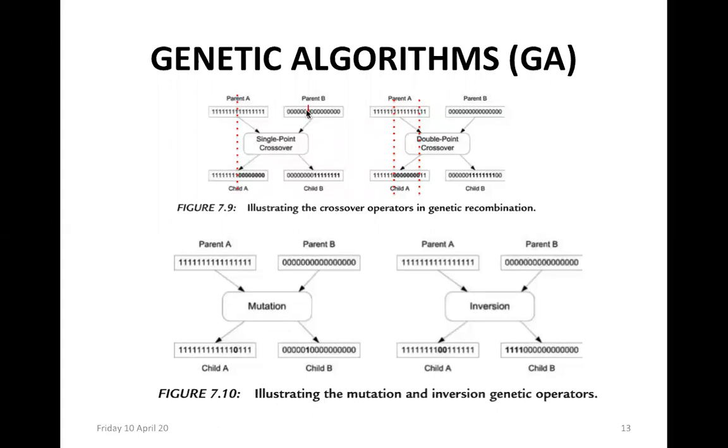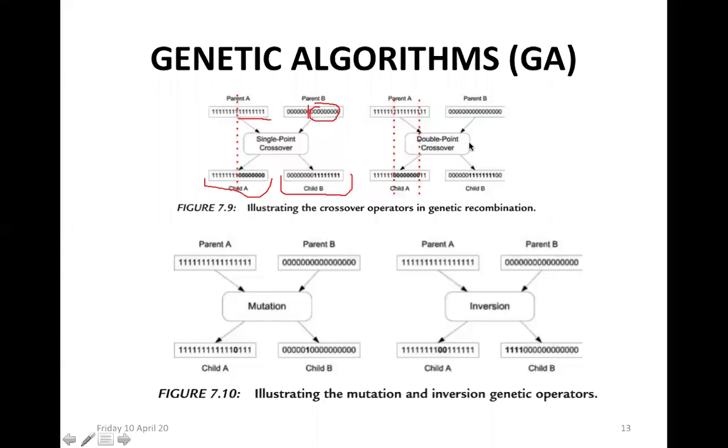So now you can replace this portion of parent B in this portion of parent A, and then you will get child A like this. And then you have to cut this portion of parent A and swap it into parent B at this point, and you will get the child like this. So this is single point crossover.